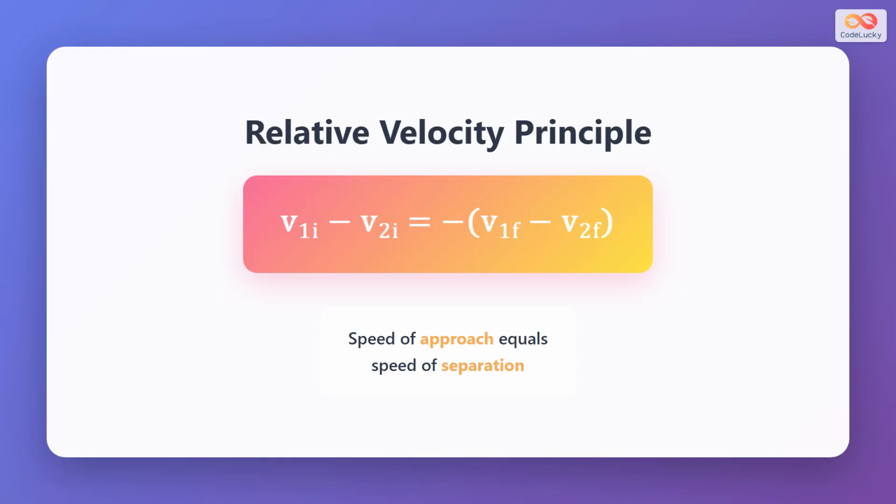There's an elegant principle for elastic collisions, the relative velocity relationship. It states that v1i − v2i = −(v1f − v2f). In simple terms, the speed of approach equals the speed of separation. Objects approach each other at the same relative speed as they separate after the collision, just in opposite directions.